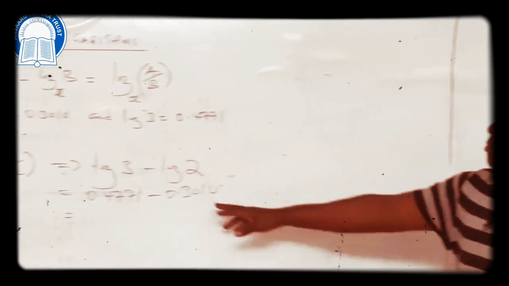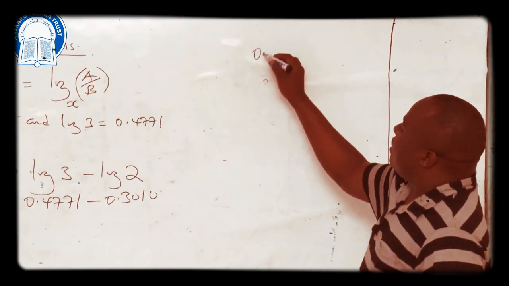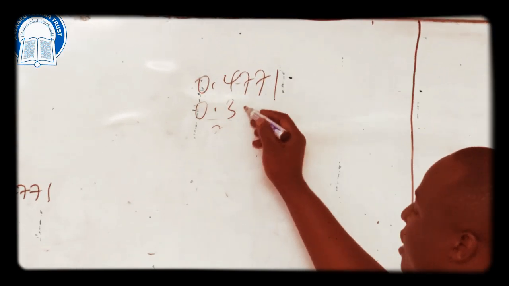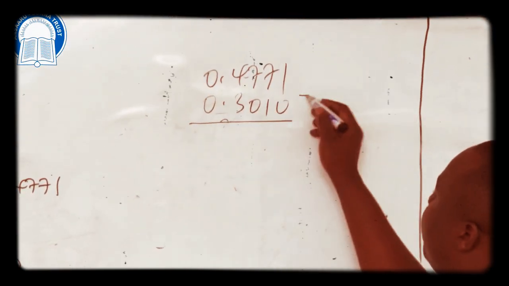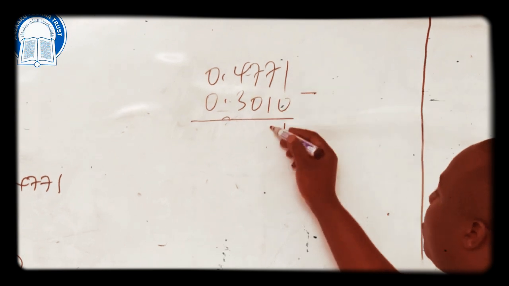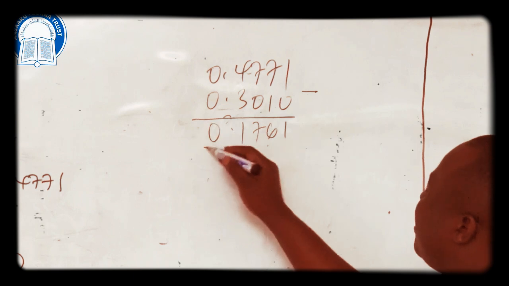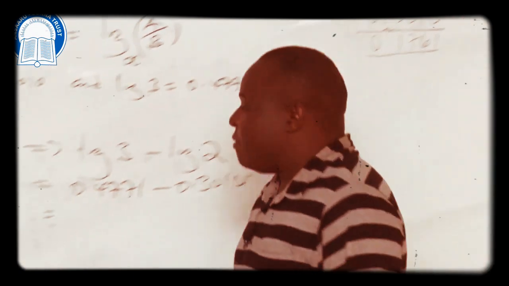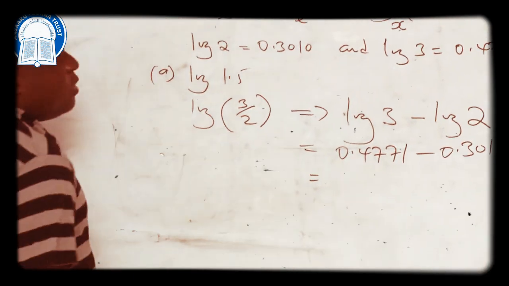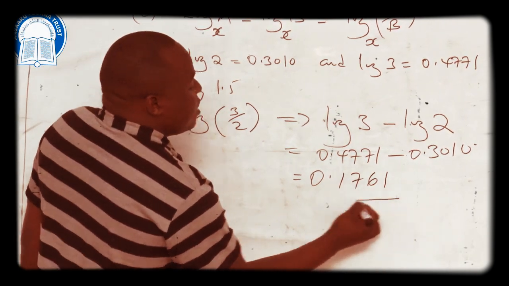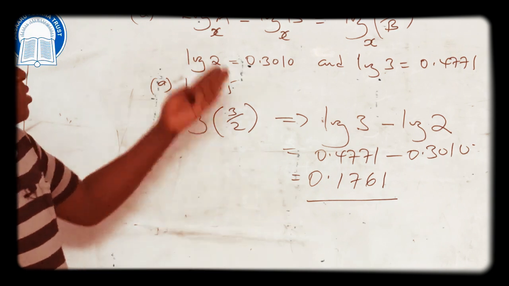And if I subtract this, it's 0.4771 minus 0.3010, and the final answer should be 0.1761. So it means the value of log 1.5 is supposed to be 0.1761. That way. So notice the difference.